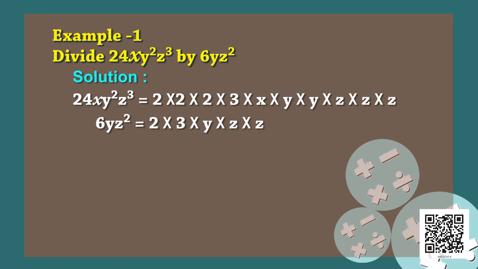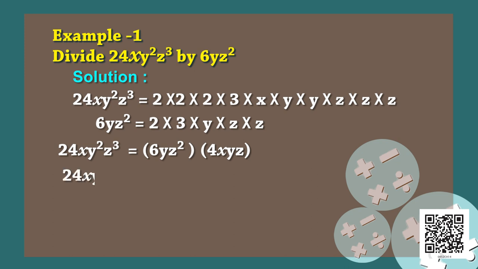Now, we group factors of the first term into separate 6yz square, that is 24xy square z cube is equal to 6yz square into 4xyz. Therefore, 24xy square z cube divided by 6yz square is equal to 4xyz. A short way to do the cancellation of the common factor is given as follows.